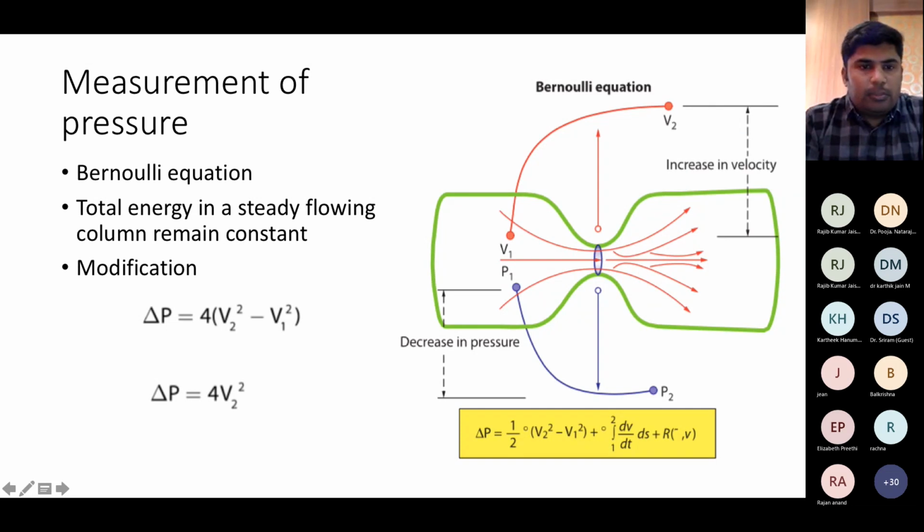So this is the simplified Bernoulli's equation, which helps to determine the pressure difference between the points A1 and A2. Usually the velocity V1 is less than 1, and when it is squared, it results in a further reduction in the value, so it can also be neglected. So the modified Bernoulli's equation formula is 4V2 squared.